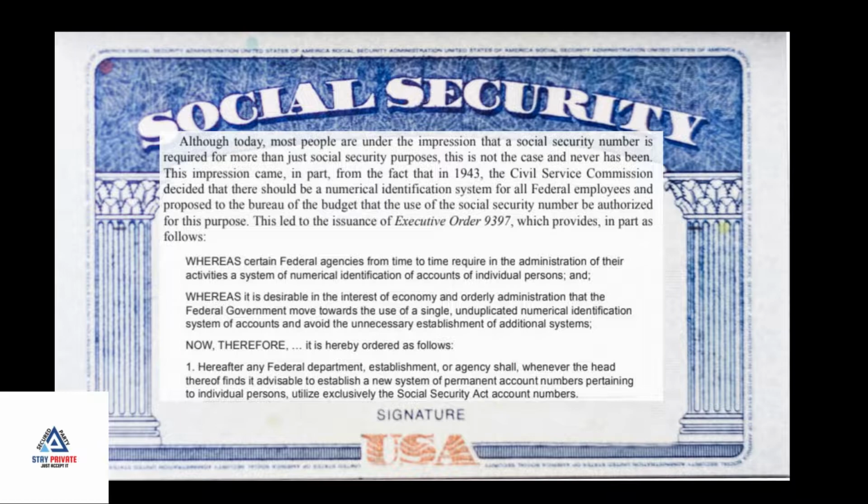This impression came in part from the fact that in 1943, the Civil Service Commission decided that there should be a numerical identification system for all federal employees, and proposed to the Bureau of the Budget that the use of the Social Security number be authorized for this purpose. This led to the issuance of Executive Order 9397, which provides in part as follows.